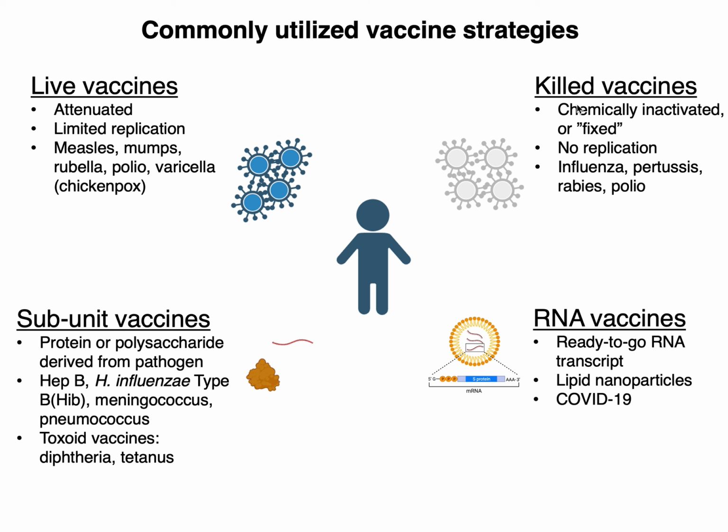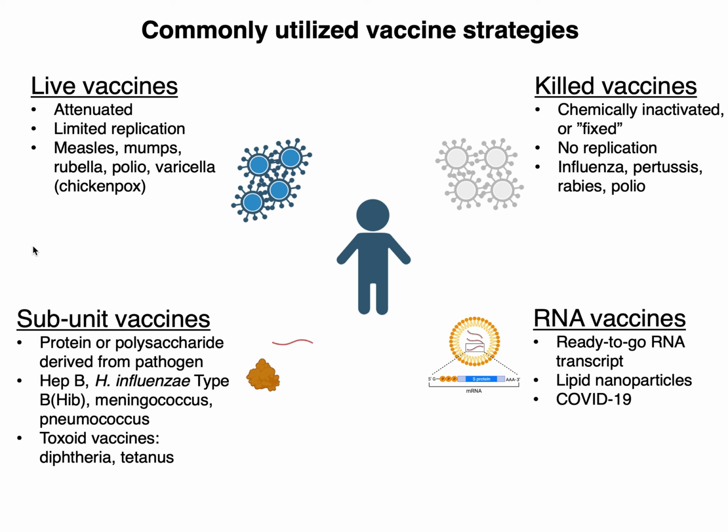We also commonly use killed vaccines. These are pathogens that have been chemically inactivated or fixed, that are not able to replicate because they are dead. This includes the influenza and pertussis and rabies, and also another version of the polio vaccine.